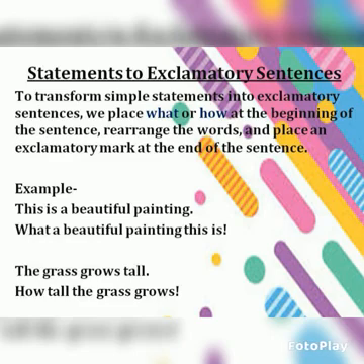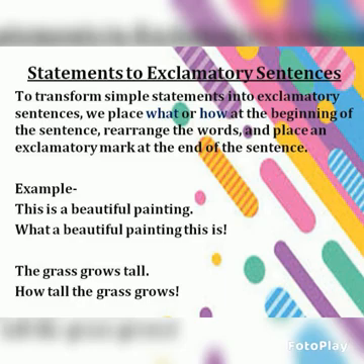To transform simple statements into exclamatory sentences, we place what or how at the beginning of the sentence, and then we rearrange the words and place an exclamatory mark at the end of the sentence. For example, this is a beautiful painting. Now, in order to change this sentence into exclamatory sentence, what we will write? What a beautiful painting this is. And after that, we will use exclamation mark or exclamatory mark.